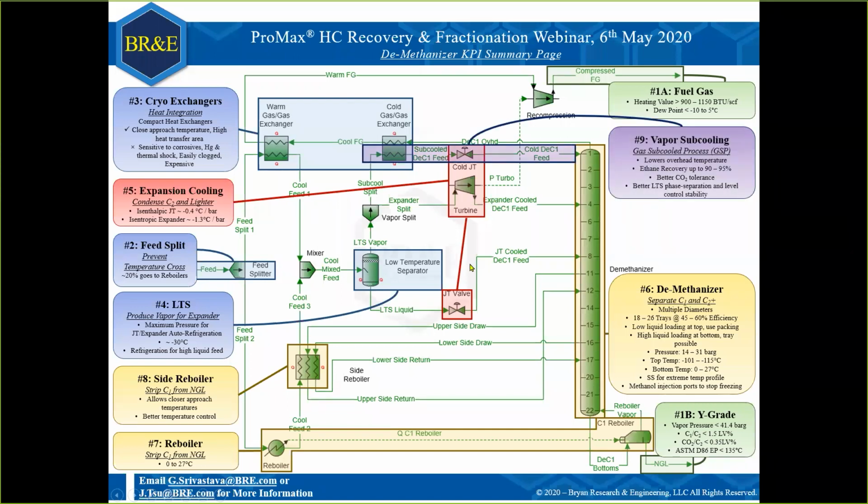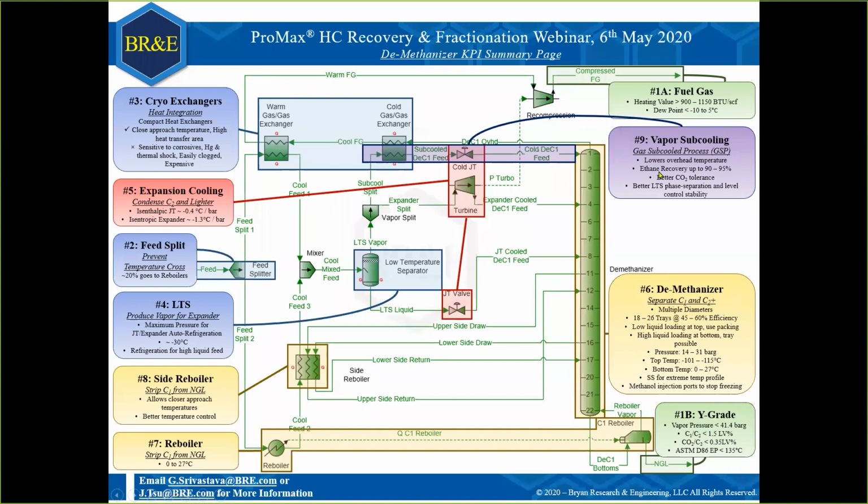New to this model is vapor subcooling, which uses the gas subcooled process, GSP, technology. The only difference here is we take a part of this vapor and subcool it by exchanging its heat with the overhead gas. And it gets much colder because we don't just depend on auto refrigeration using the turbine. We have some form of external refrigeration that way.